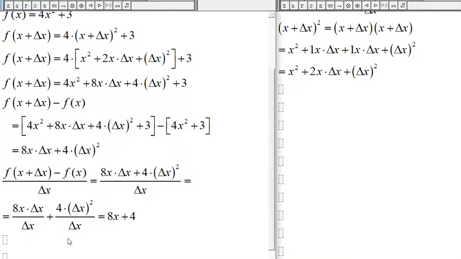This is just like if we have a squared dividing by a, then we get a. If we have b squared dividing by b, we get b. If we have c squared dividing by c, we get c. In this case, we have delta x squared dividing by delta x, then we just get 4 times delta x. And this is the difference quotient.